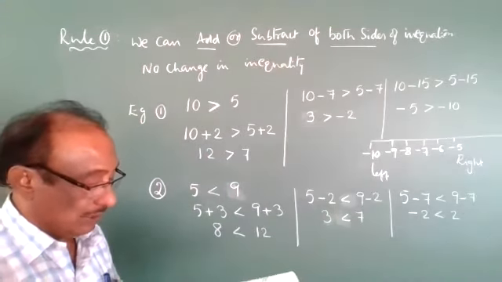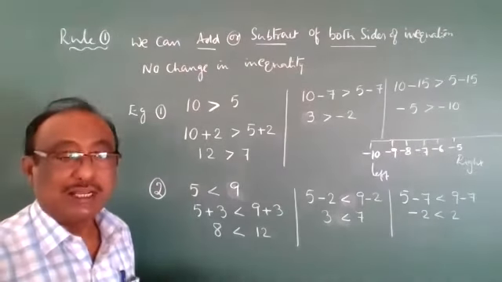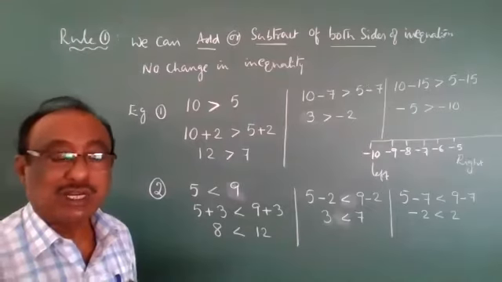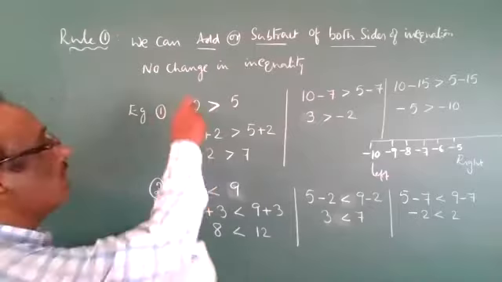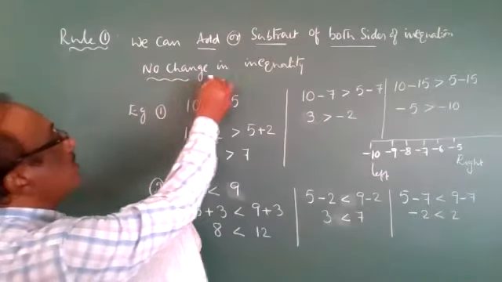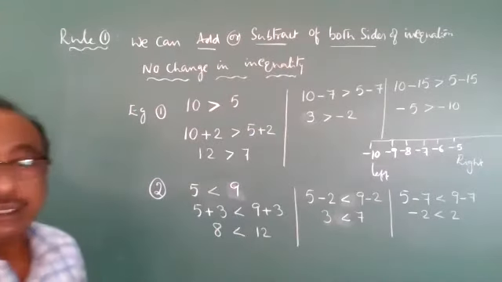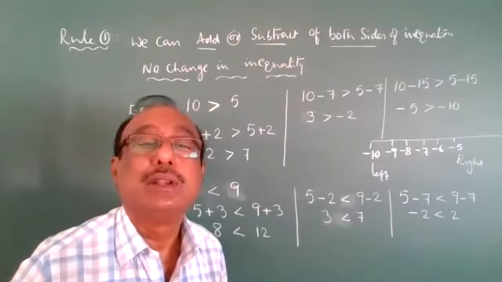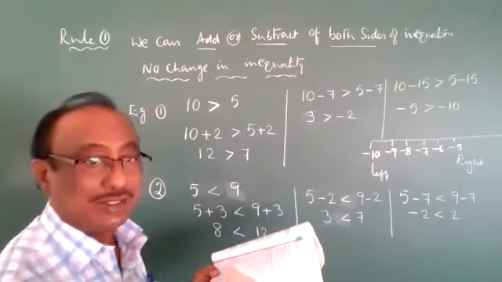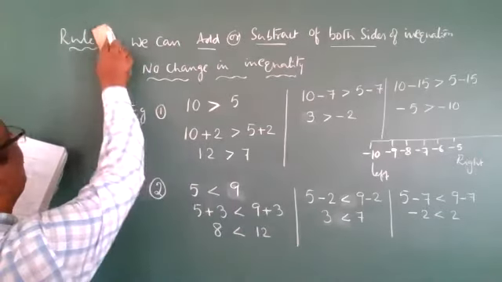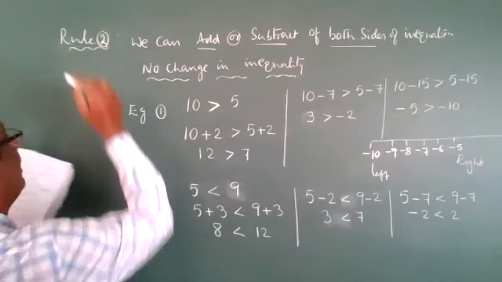See, rule number 2. I will write the rule number 2. Everyone, rule number 1 is clear. By adding, by subtraction on both sides, there is no change of inequality. This is the most important point. No change of inequality. Okay, na? Next rule, one by one, not jumping immediately. First, let's see rule number 2.